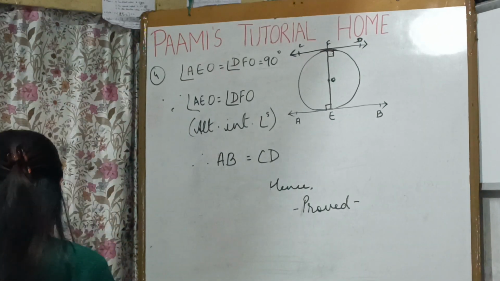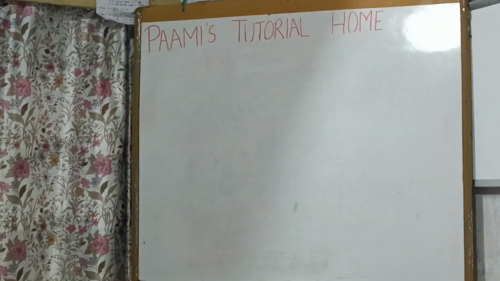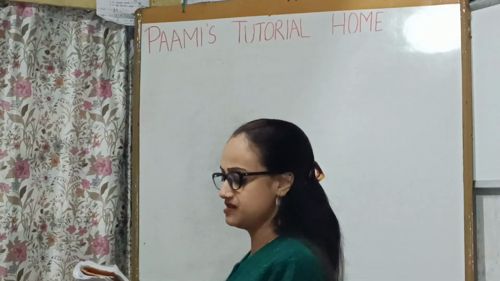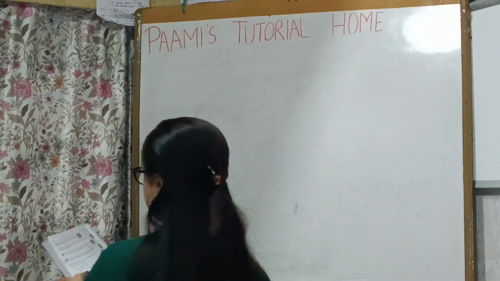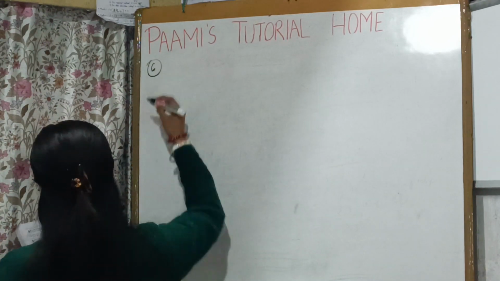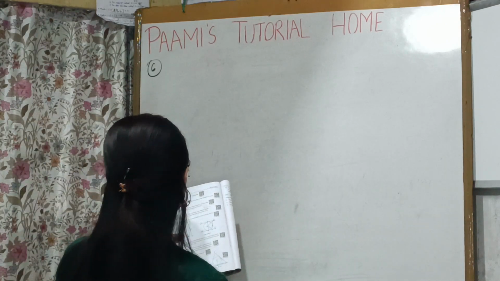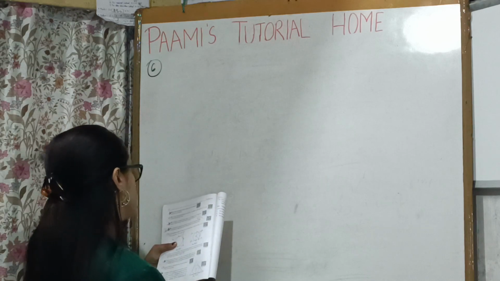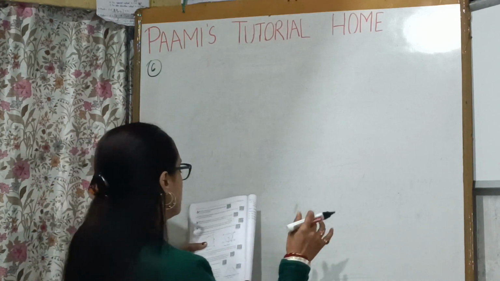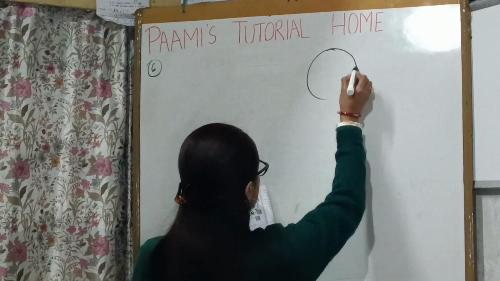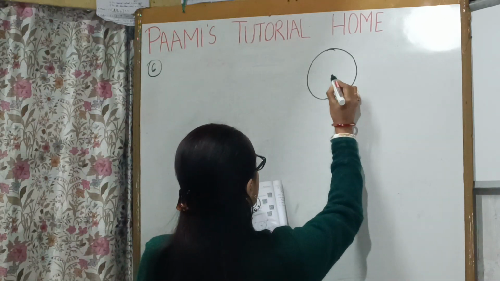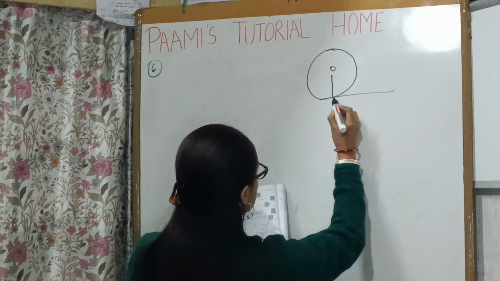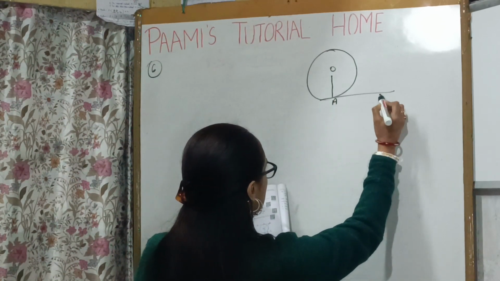Okay, let's go to the second sum. As I was saying, I'll touch the important sums. So let's go to sum number 6. The length of a tangent from a point A at distance 5 centimeter from the center of the circle is 4 centimeter. Find the radius of the circle. So draw a circle. So this is your figure. This is O. Here is the radius. This is your tangent A, B.